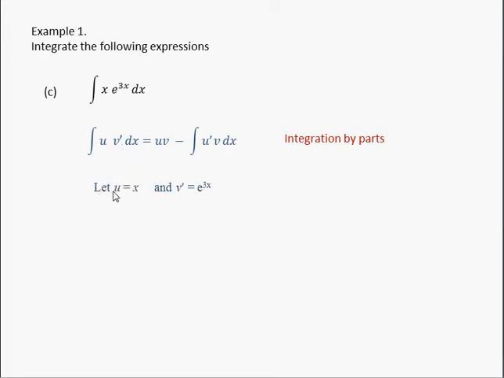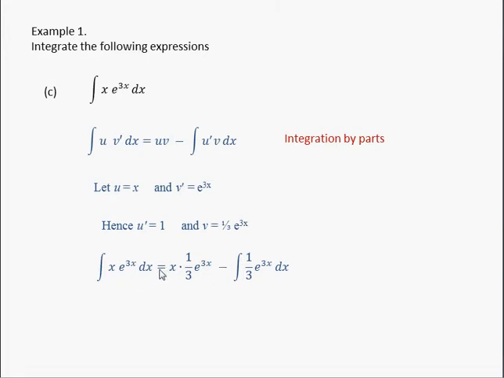So I'm going to let u equal x and v dash equal e to the 3x. So if I differentiate u with respect to x, I get 1. If I integrate v dash, or anti-differentiate actually, I'll get 1/3 e to the 3x. Okay, now all I do is take these four things here, four little equations, and substitute each of those values back into this formula.